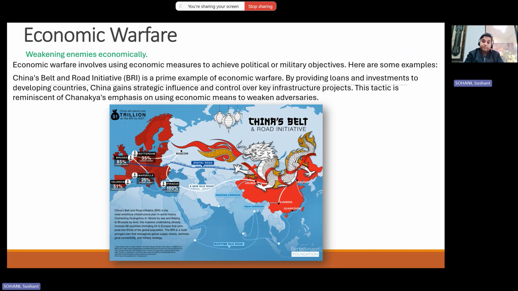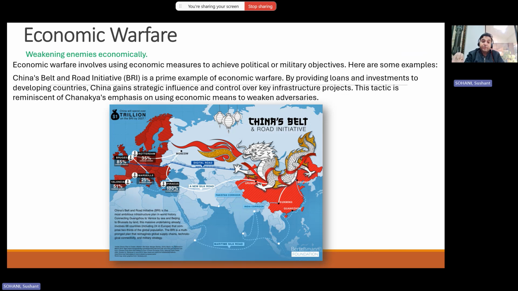What China does, because they want to be number one in terms of economy, military power, everything, is provide loans and investment to the developing countries in this region, like the Maldives, Sri Lanka, Bangladesh, or any country in this region. They give them the loan, and China gets strategic influence and control over key infrastructure projects.